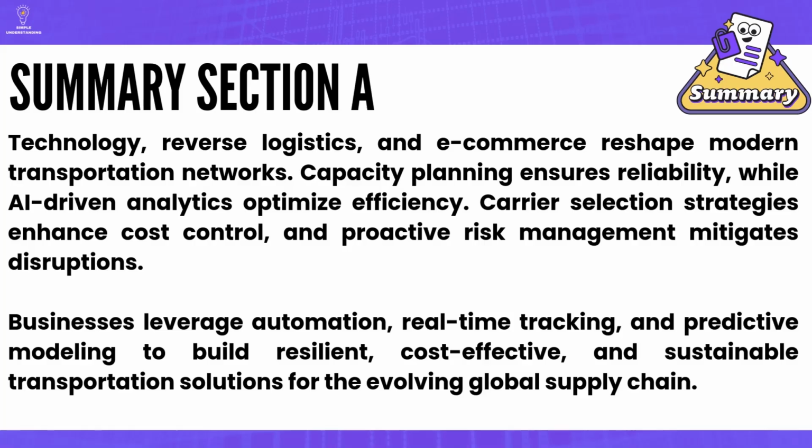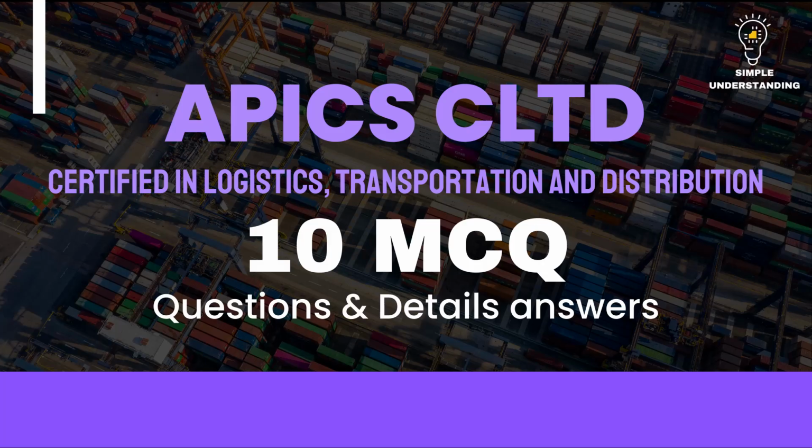Summary: Technology, reverse logistics, and e-commerce reshape modern transportation networks. Capacity planning ensures reliability, while AI-driven analytics optimize efficiency. Carrier selection strategies enhance cost control, and proactive risk management mitigates disruptions. Businesses leverage automation, real-time tracking, and predictive modeling to build resilient, cost-effective, and sustainable transportation solutions for the evolving global supply chain. Let's take a small practice test for Section A.